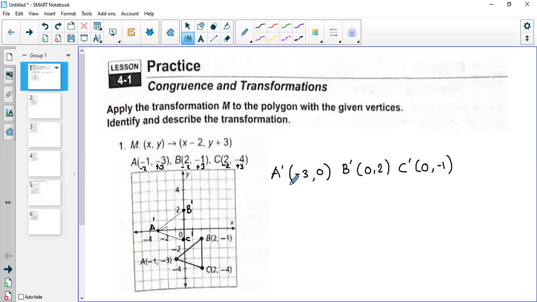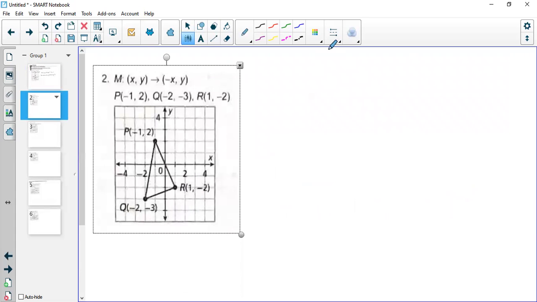So identify and describe the transformation. It's a translation of (x, y), and that we don't need to find, it's already given in the question for us. We just need to write the transformation, that's all. All right, so this is the transformation done for question number 1. It's easy compared to what we have done. You have already done more difficult questions than this, so definitely this is going to be an easy one.